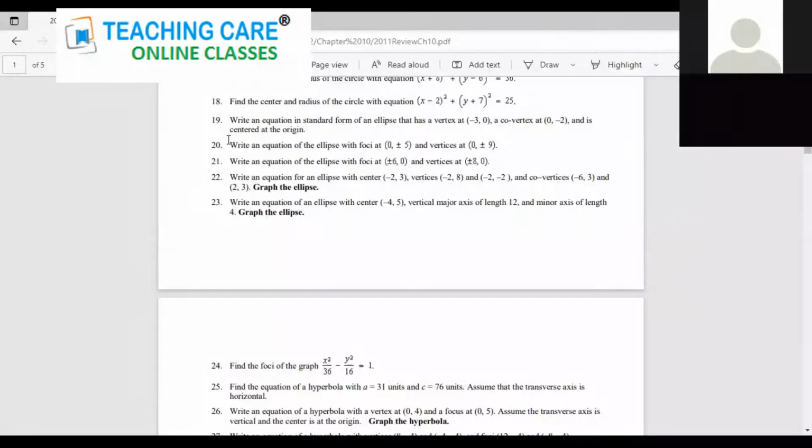You want me to find the area of the ellipse? Oh, the equation, all right. No, the equation. Just tell me the equation.